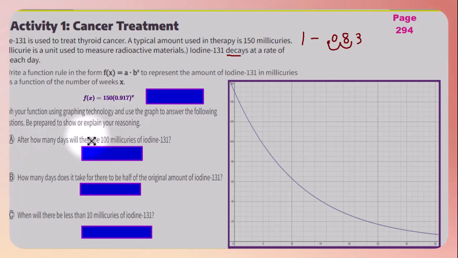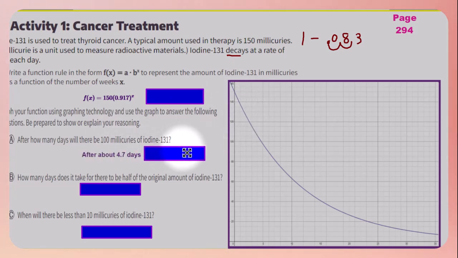After how many days will there be 100 millicuries of iodine 131? So we're looking for 100. You can start here and you can slide down until you see your y value change to 100. And that's going to be after about 4.7 days. It's going to be somewhere in here as you slide down.